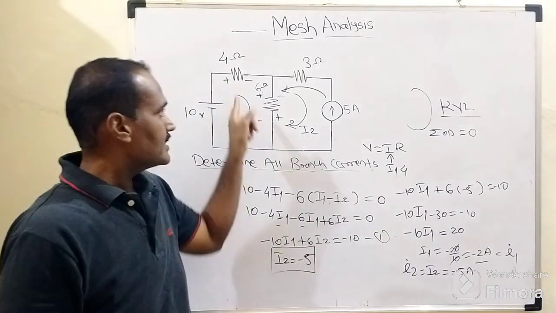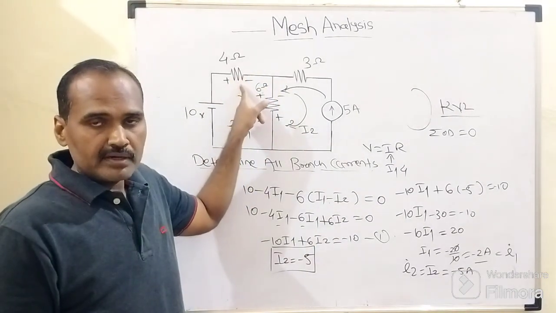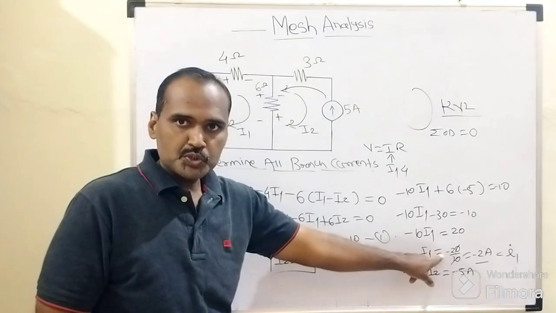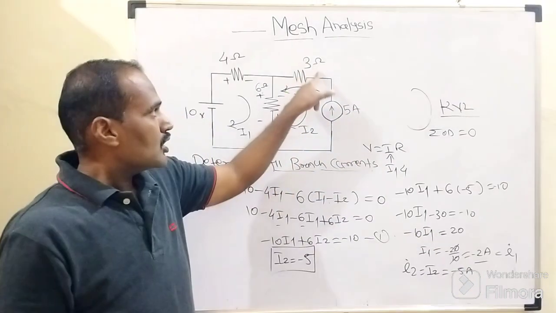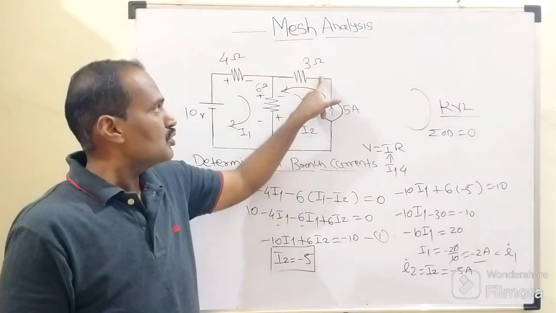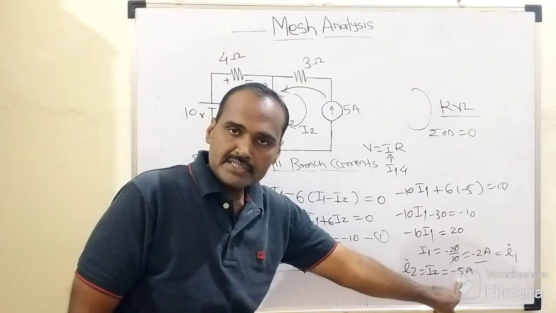So as there are 3 resistive arms, this 4 ohm of resistor, which current flows through this 4 ohm of resistor? I1, that is nothing but what? Minus 2 ampere, right? What about this 3 ohm of resistor? Clearly this 5 ampere of current flows through this 3 ohm of resistor, whose value is nothing but what? According to its connection, it is minus 5.